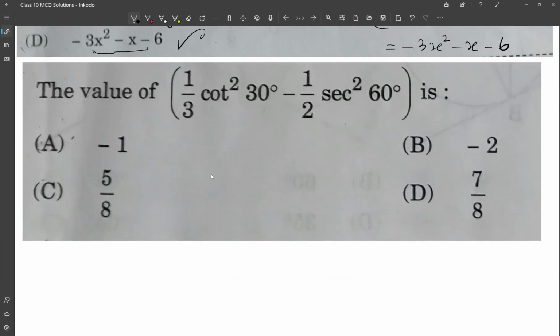The value of 1 by 3 cot square 30 minus 1 by 2 sec square 60. So we know tan 30 is 1 by root 3. So cot 30 should be root 3. Cot square 30 should be 3. So 1 by 3 times 3 minus 1 by 2. Cos 60 is 1 by 2, so secant 60 would be just 2, and secant square 60 is 4. Now you have 1 minus 2. So the answer is minus 1. Option A is the correct answer.